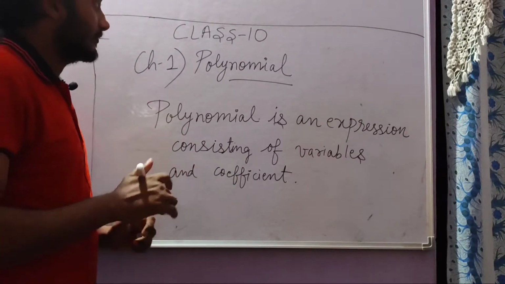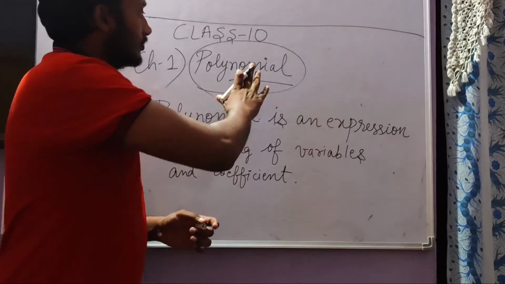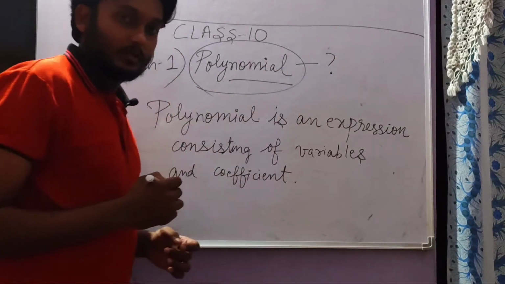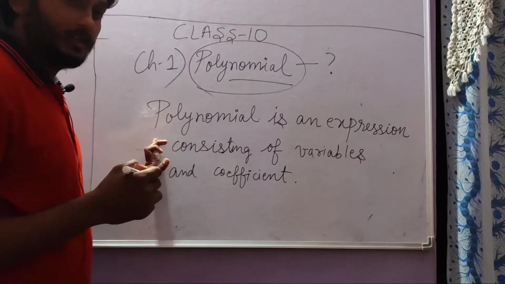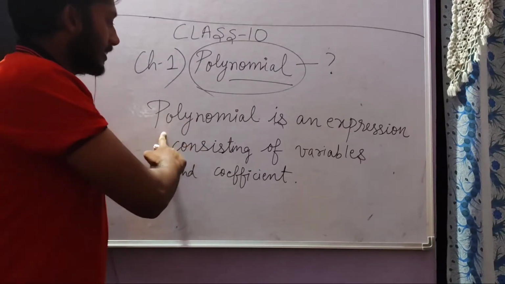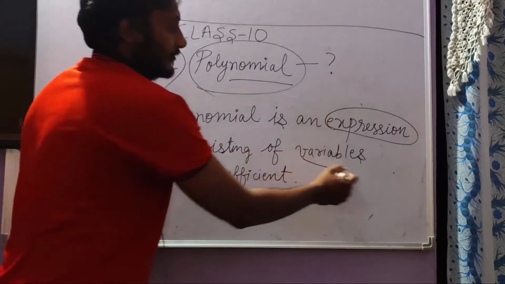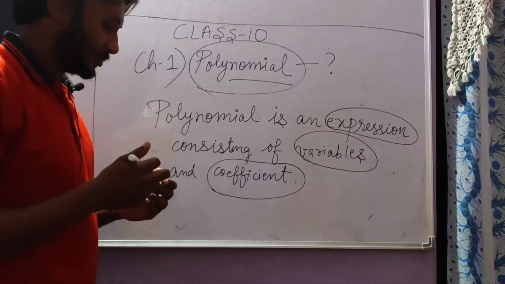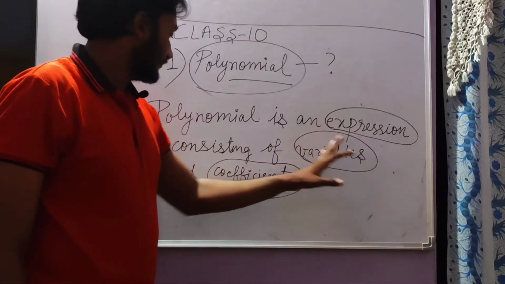Okay, so first of all, as the name of the chapter is polynomial, we have to understand what a polynomial is. So we will start with the definition of polynomial. This is a short and sweet definition: a polynomial is an expression consisting of variables and coefficients. This is a simple and short definition, that a polynomial is an expression.